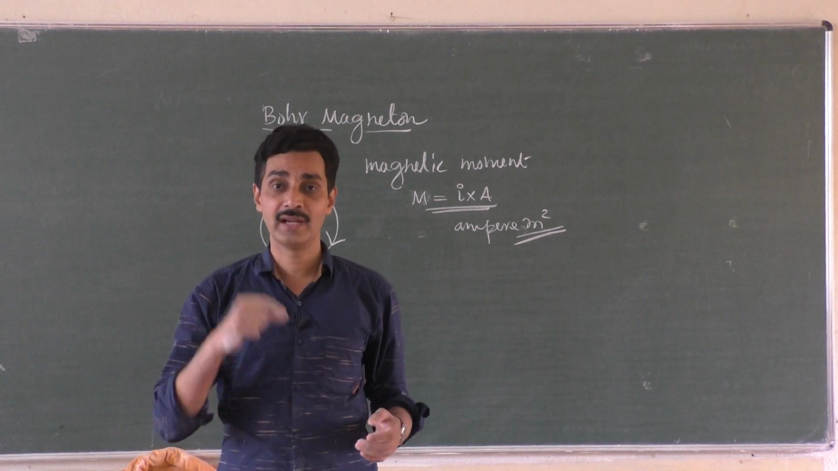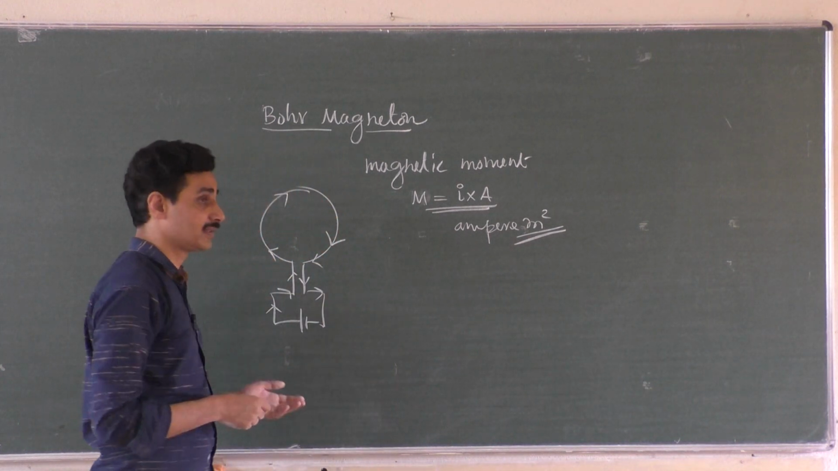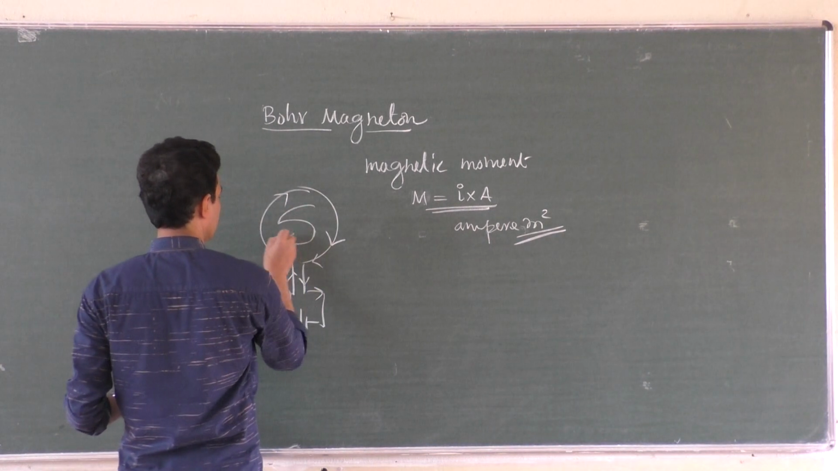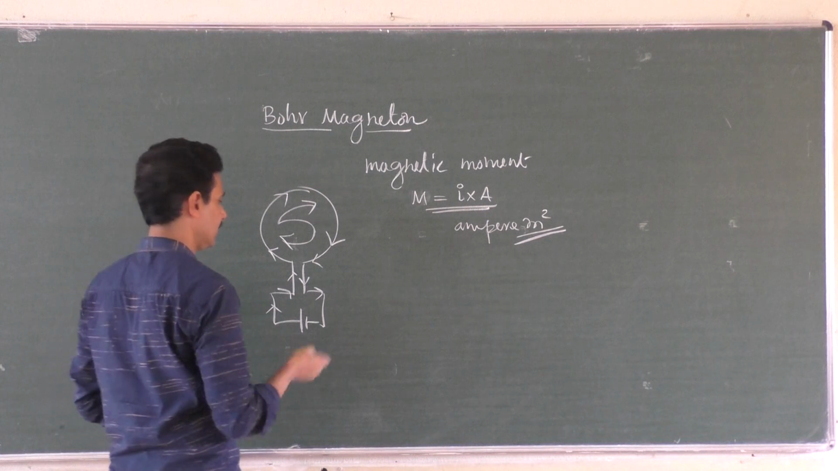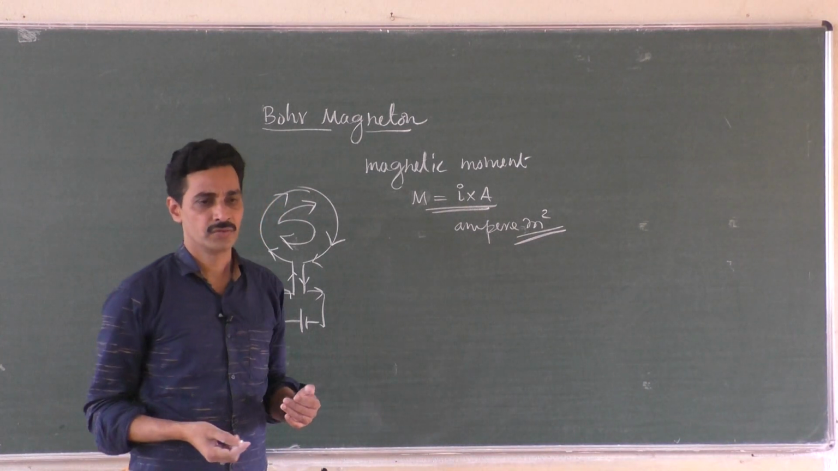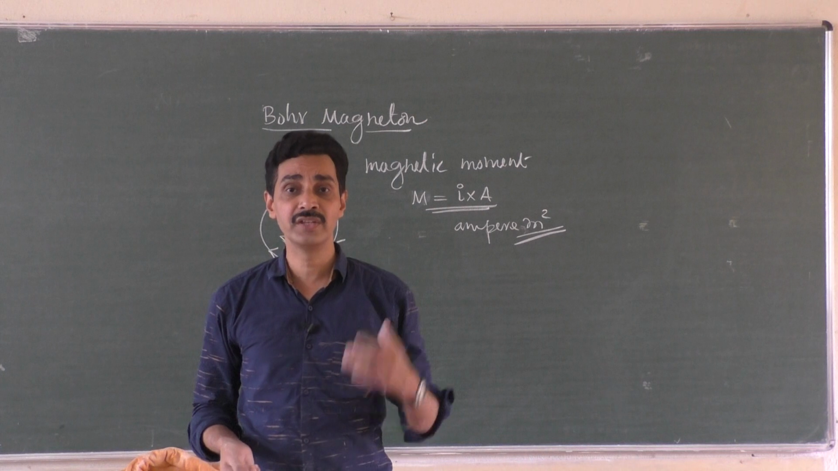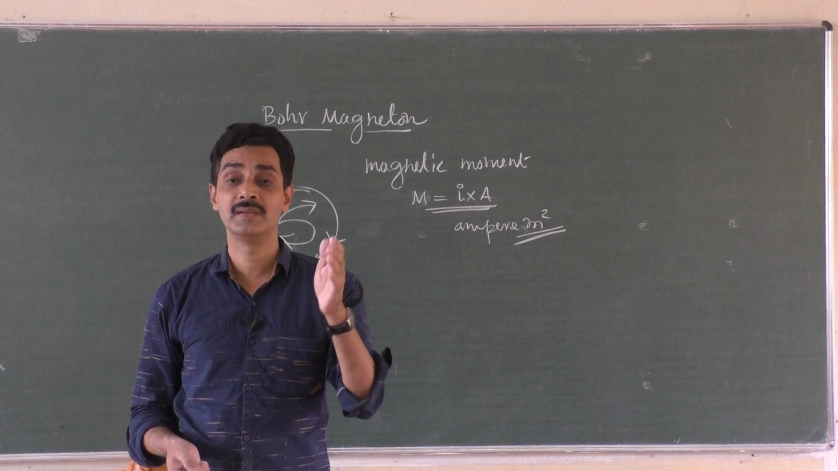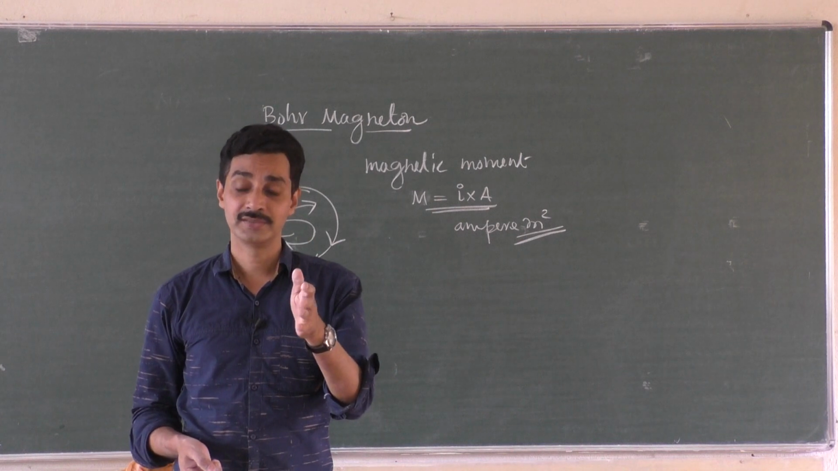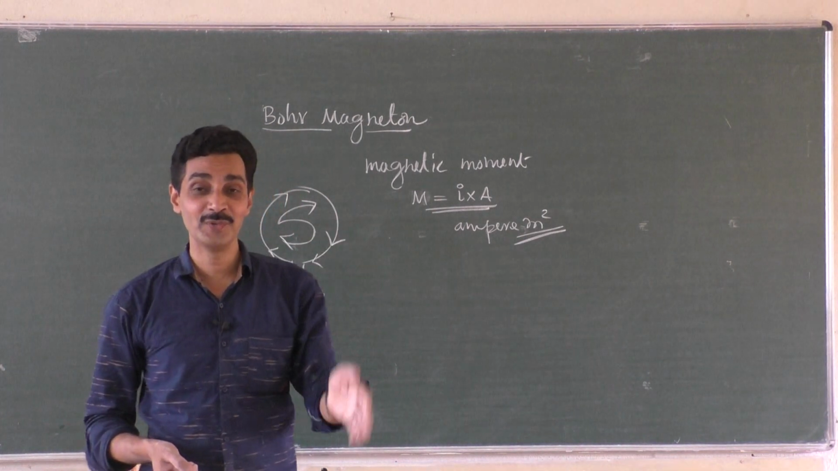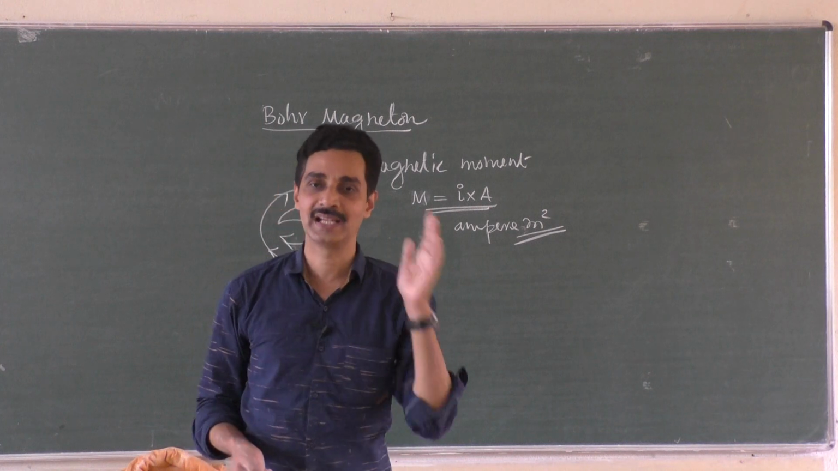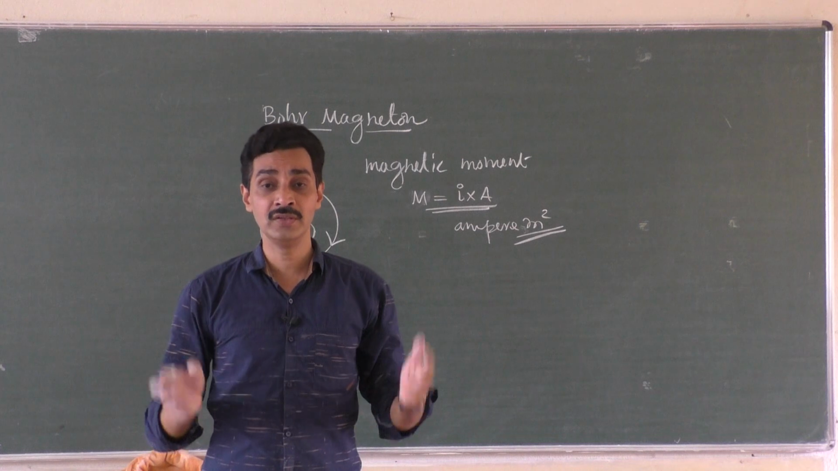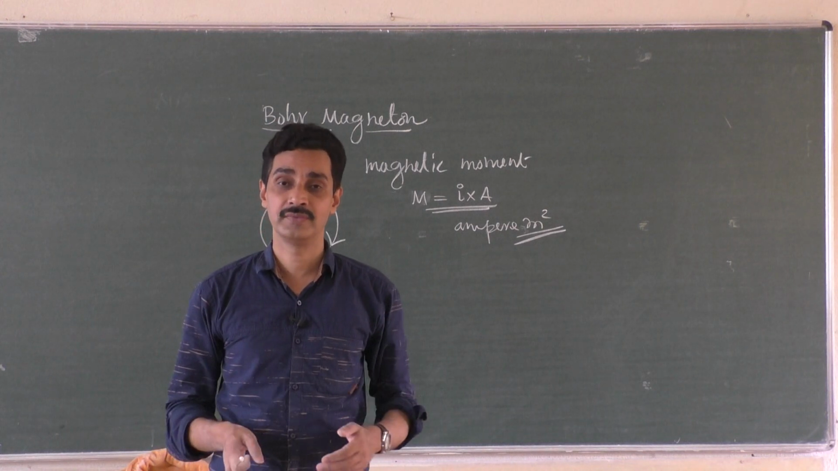We produce a magnetic field, and if the current is clockwise, it is a south pole, right? If the current is clockwise, then it is a south pole, and if it is anti-clockwise, then it is a north pole. So every tiny electron moving around the nucleus is a source of magnetic field. Every electron moving around the nucleus in a circular path produces a magnetic field.